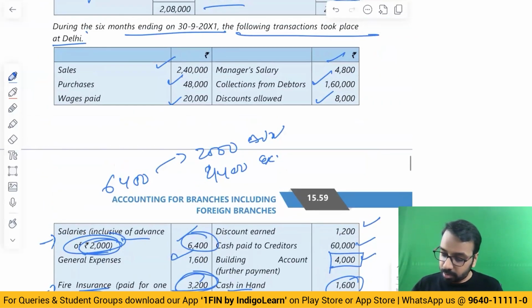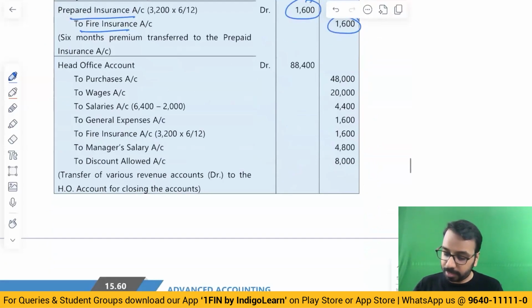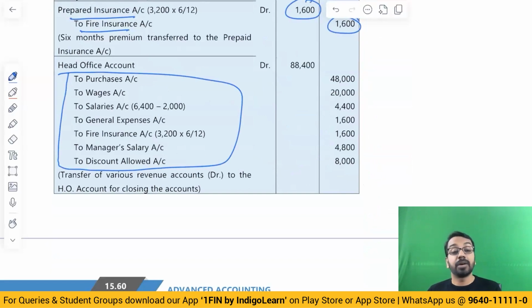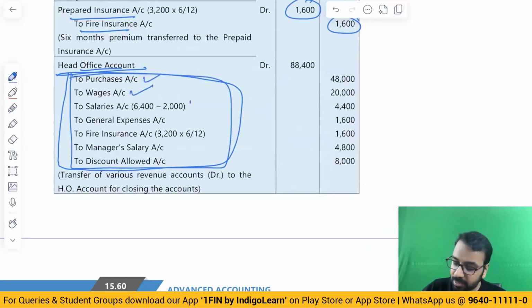Okay, all of that is done. These are all expenses and collections and all. Now, transfer of amounts to head office. When we transfer the amounts to head office, the simple principle that you can keep in mind is that if there is an expense account, you will credit the expense account and you will debit the head office account. So, head office account, you will debit and transfer all the expenses accounts. Purchases, wages, salaries, general expenses, fire insurance, manager salary, discount allowed. All the expenses will be transferred.